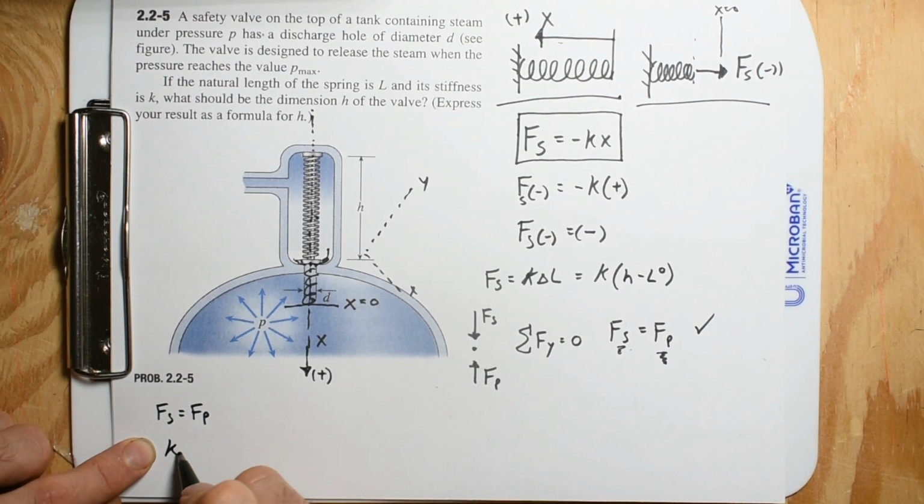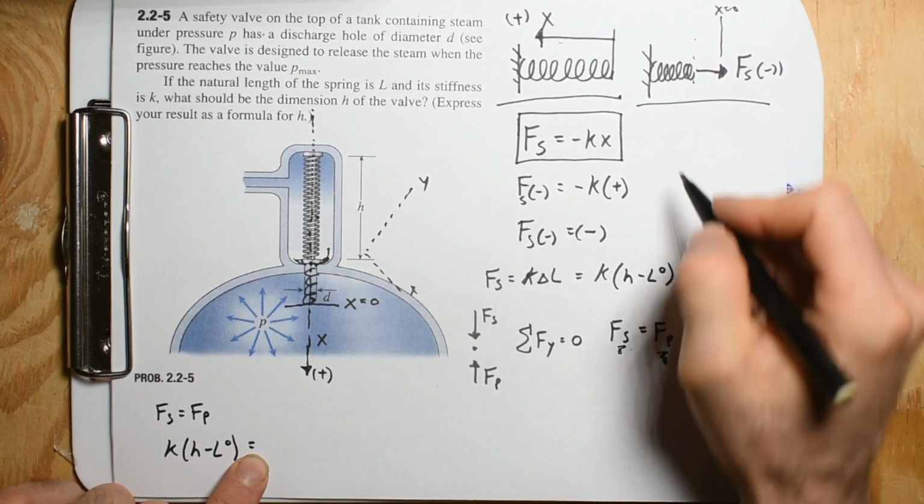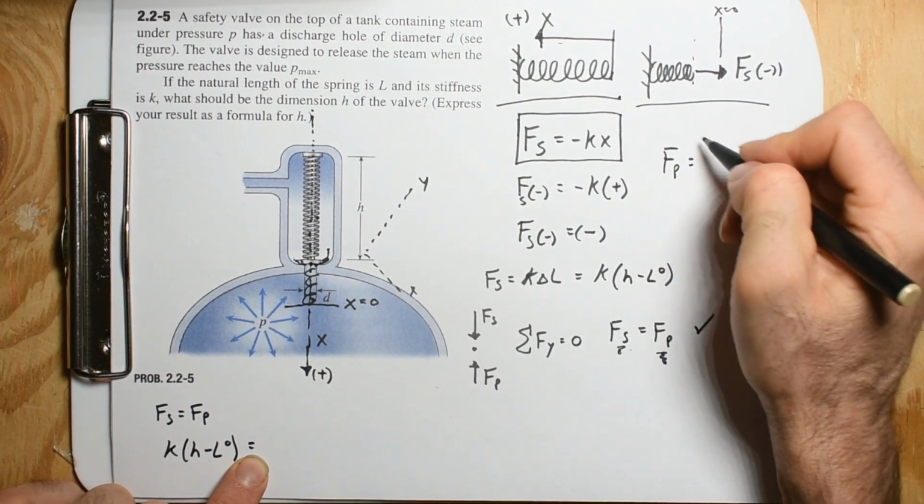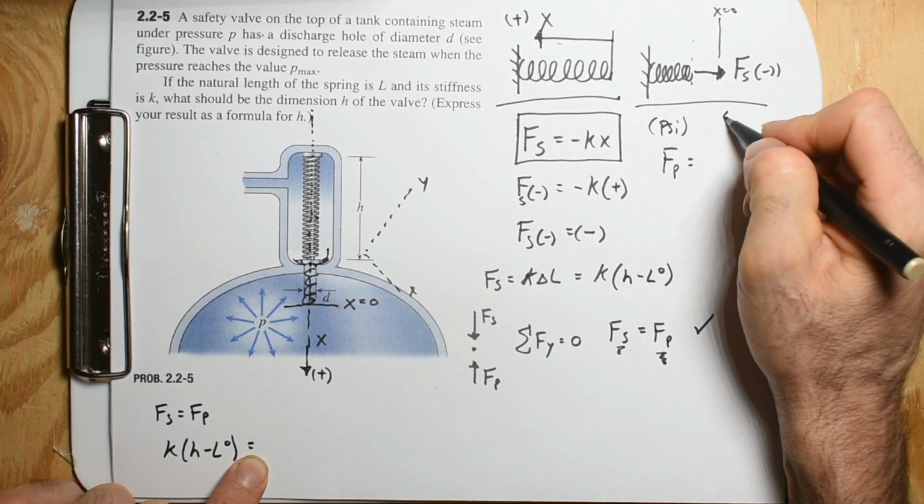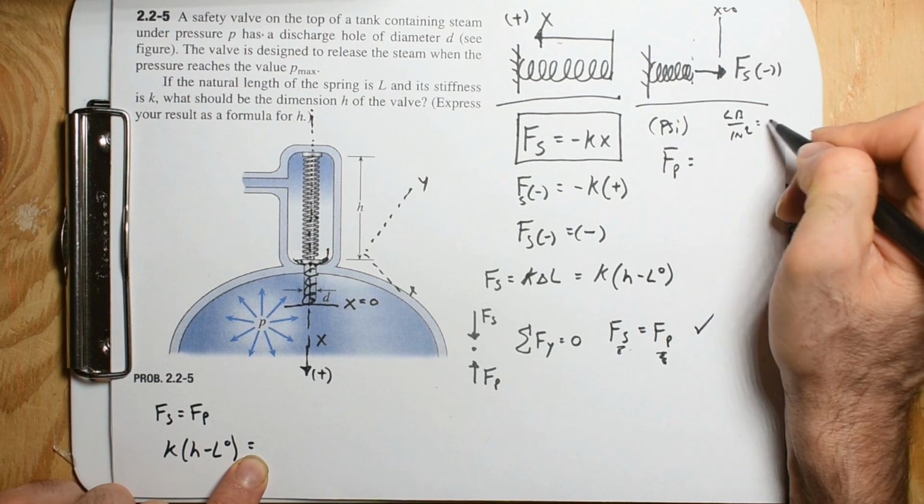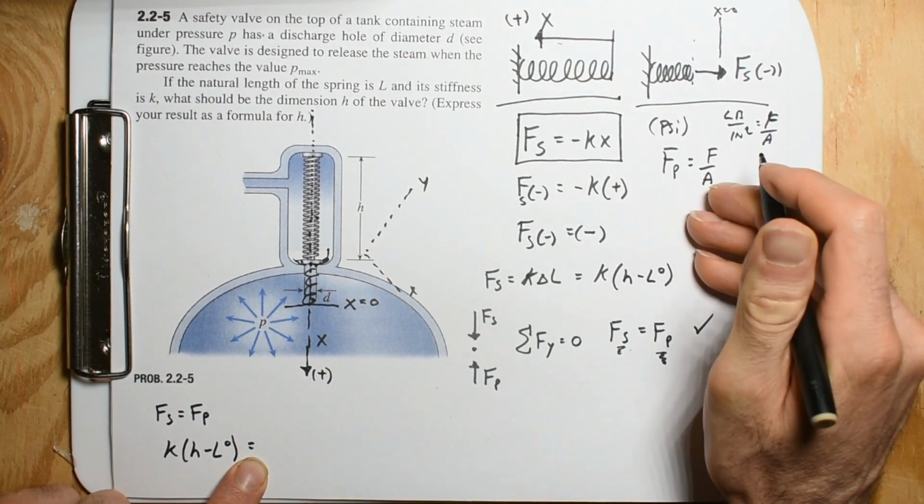Force of spring is K times (H minus L naught), which is equal to the force of the pressure. Again, force of pressure, what is that? Well, that's in PSI. Pressure is the equation where you have pounds divided by inches squared. That's force over area.